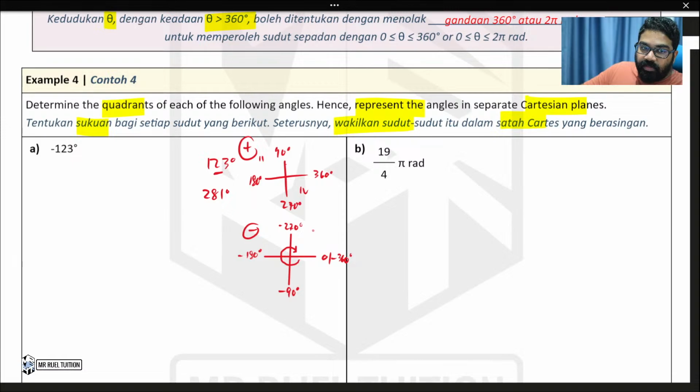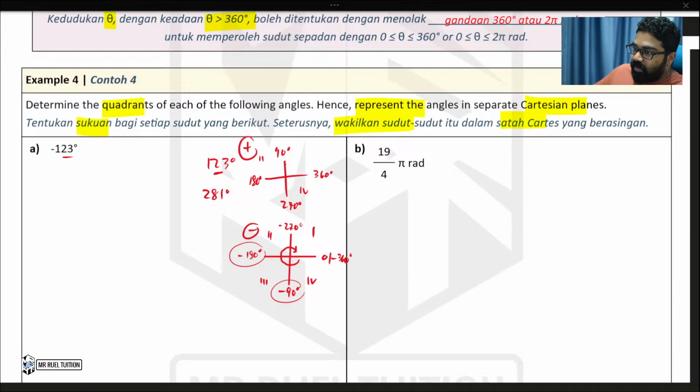So negative 123 is where? Mana negative 123? Negative 123 will be antara negative 90 dan negative 180. So ini sukuan apa? Sukuan dia tetap tahu. Sukuan dia kita tak tukar arah. The quadrants are set. You don't change the order of the quadrants. Urutan sukuan ini memang sudah tetap. 1, 2, 3, 4. Ini kita takkan tukar ikut tanda. This one you don't change according to the sign. The only thing you change according to the sign is the angle. Sudut saja.